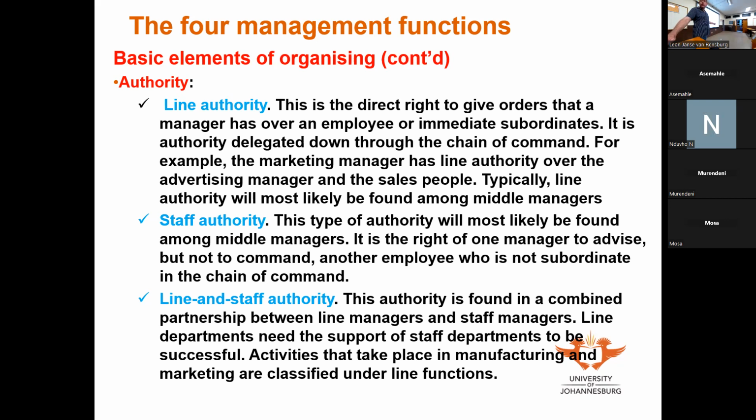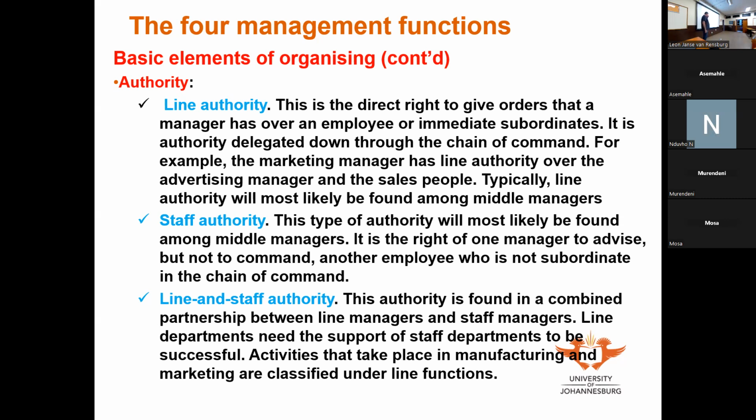Authority, yeah, line of authority, staff authority, line and staff authority. So you get different types here. So the direct line, that's your line of authority, then staff authority. This is the authority in middle management. It's the right of one manager to advise, but not to command another employee who is not subordinate to him. So that means that this is my unit and there's another. I can advise, but I can't command, as he's got his own manager that will do that. You can't break it. The moment you do that, you create a problem with the organization. So be careful of that.